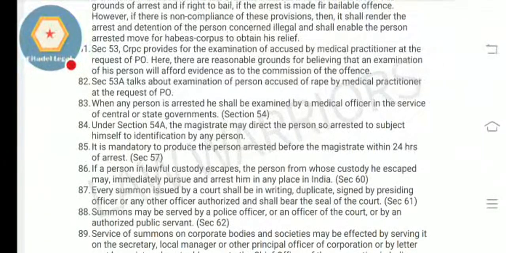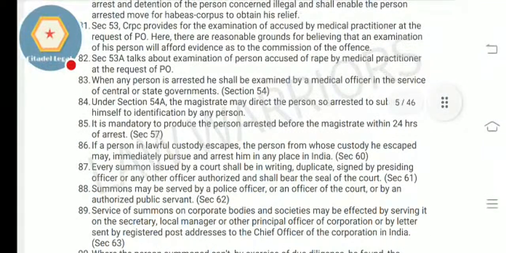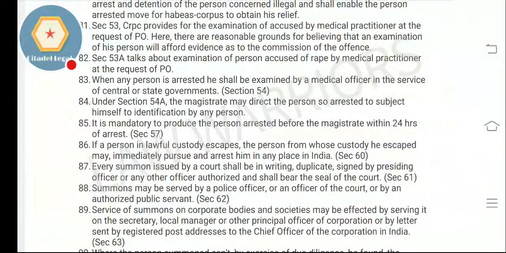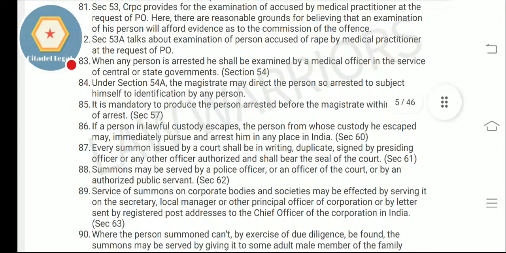Okay, now point number 85: it is mandatory to produce the person arrested before the magistrate within 24 hours of arrest, as provided in section 57. Very important. Remember that a person arrested must be produced before a magistrate within 24 hours. What is the provision? The provision is section 57 of the Code of Criminal Procedure.